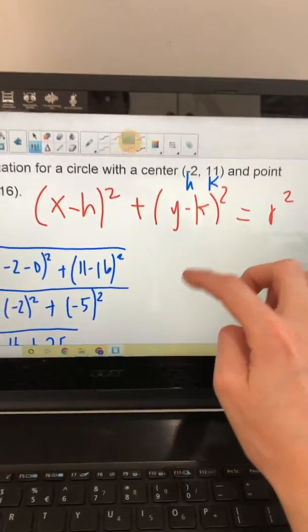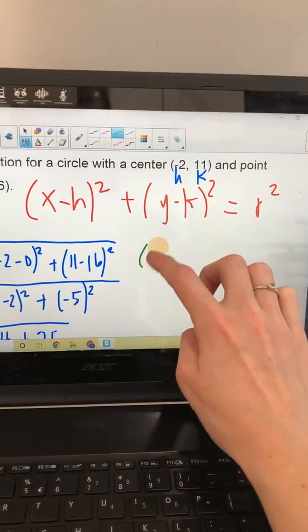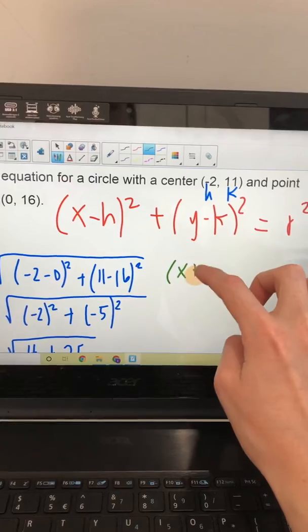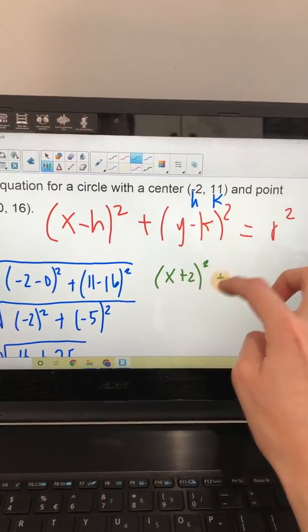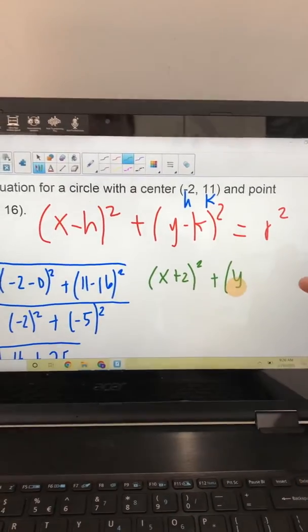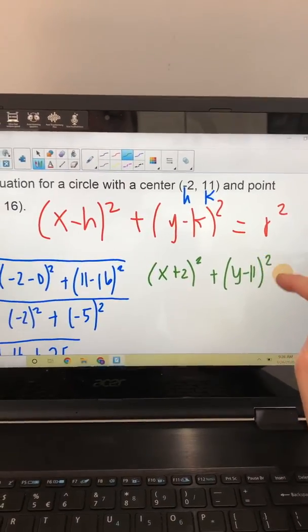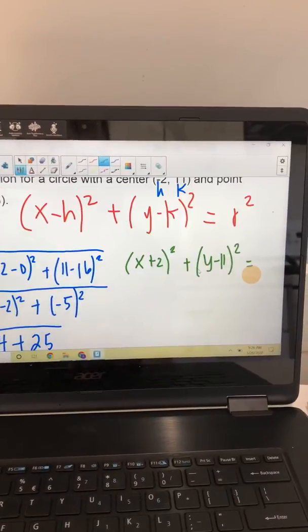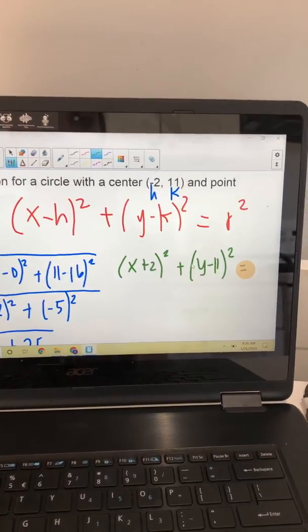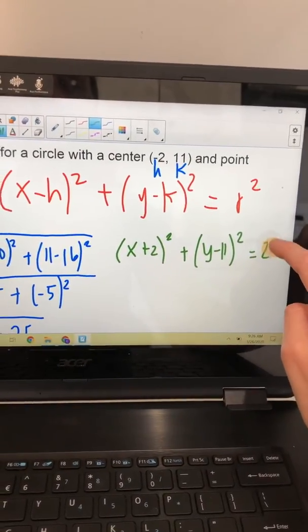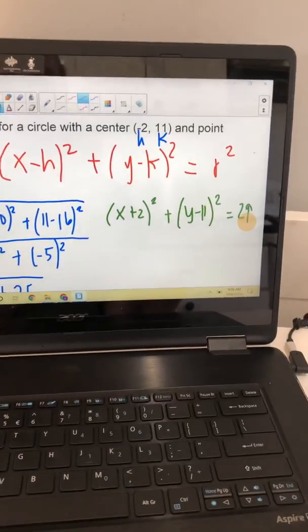So our final answer is going to be (x - -2), so plus 2, squared, plus (y - 11) squared, equals r squared. And remember we said r squared was 29. So there's our equation for this circle.